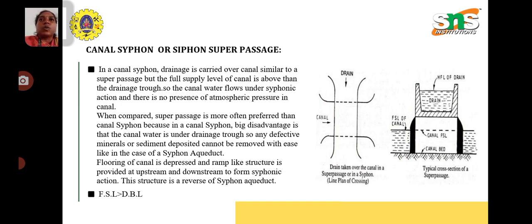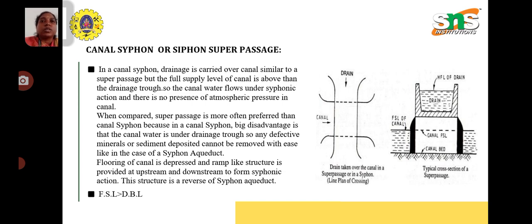We have seen about the canal above the drain and the drain above the canal. In the first one, canal above the drain, we have seen about the aqueduct and the Syphon aqueduct. In the drain above the canal, we have seen about the Syphon passage, super passage, and the next one is the canal Syphon or the Syphon super passage. That is, the water is carried under pressure. That is the Syphonic action.